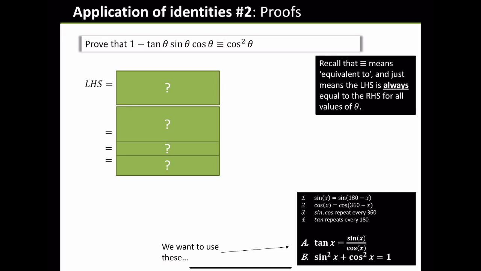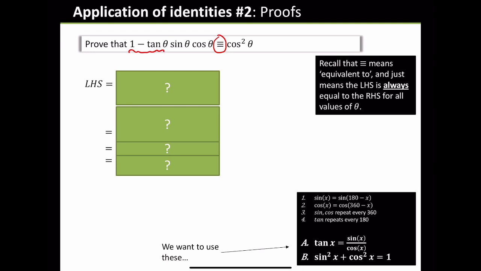So part 2 of using trigonometric identities is actually proving. I'll share the first one: prove that 1 take away tan theta times sin theta times cos theta is equal to cos squared of theta. So how can we actually prove that? We've got an identity. What does an identity mean? Identity means that we cannot move from right to left, so we need to stay on one side.